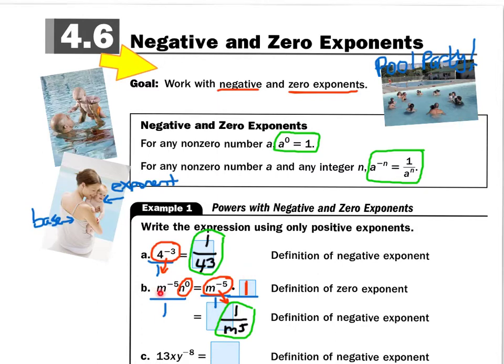But now look at this parent m with the negative 5. Well, that baby wants to get in the pool. So draw the diving board, put a 1 in the pool. And now notice how I circled the m and the negative 5, and I drew an arrow to let them get in the pool. So my final answer becomes 1 over m to the positive 5 power.